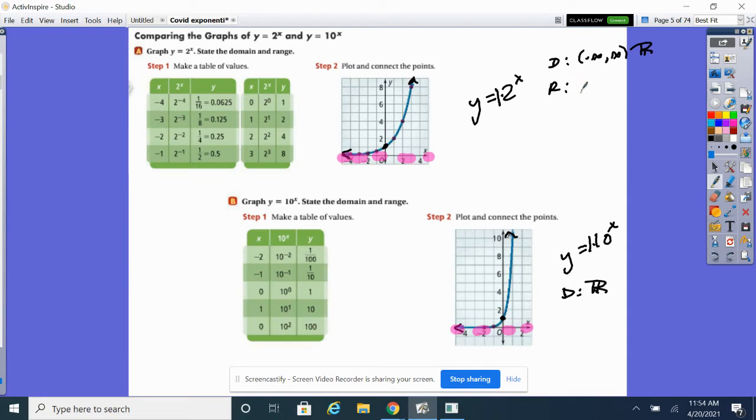So the range would be y, because range is the y, is greater than 0, not equal to 0. It never gets there. Same for this one. Whoops, I forgot the y. Y is always greater than 0. It's always above the x-axis.